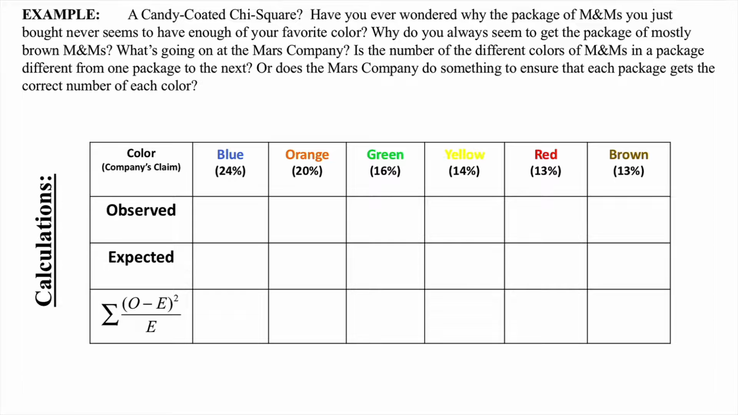We can do that already. It's called a one proportion test, one proportion z-test. We've done that. If you dig in your notes, we've done that. The difference with chi-squared is we can do all of the colors in one test.